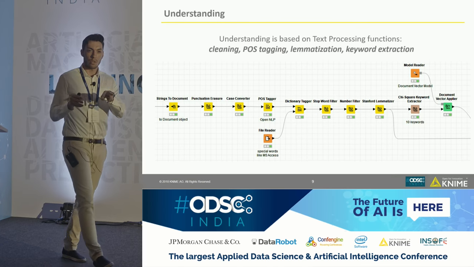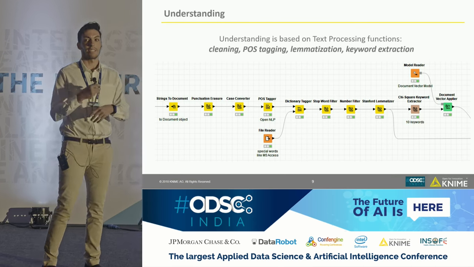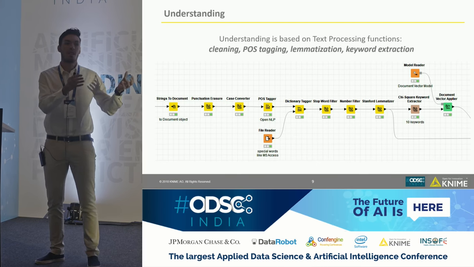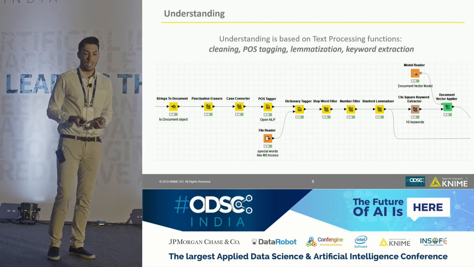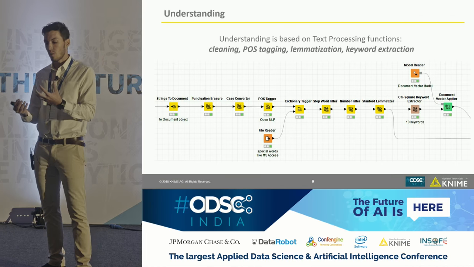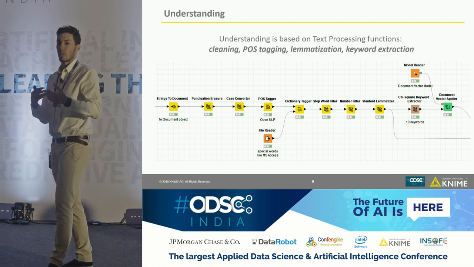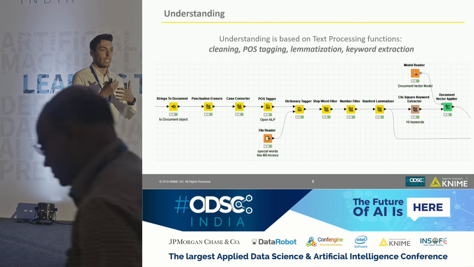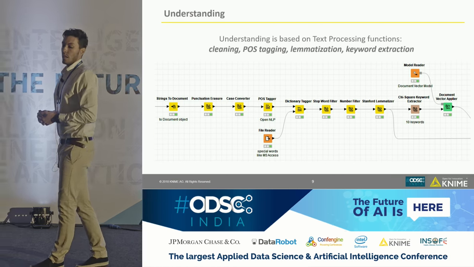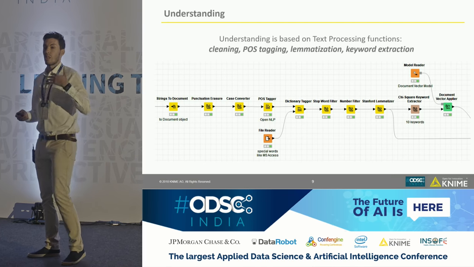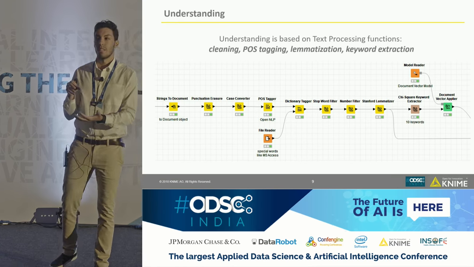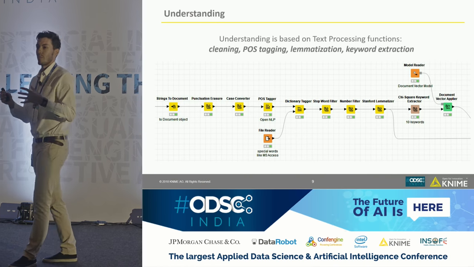Okay, so we have seen that there are two phases where the teacher bot has to understand and make some predictions, right? And this is the understanding part, where we collect the question and we have to understand it. So we do that with text processing or text mining, right? So we transform the question into a document, we do all the text processing phase with punctuation erasure and case converter, so all the cleaning stuff. We tag the terms that are available in our text, and then we do some filtering, and we also do a lemmatization. So the last step is to extract the most meaningful words from the questions, right?